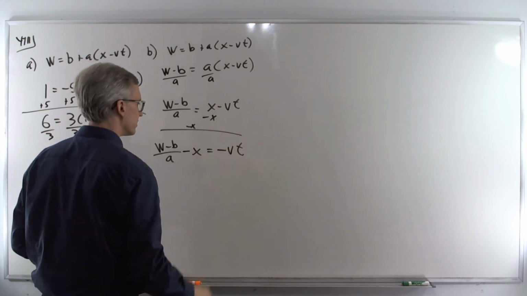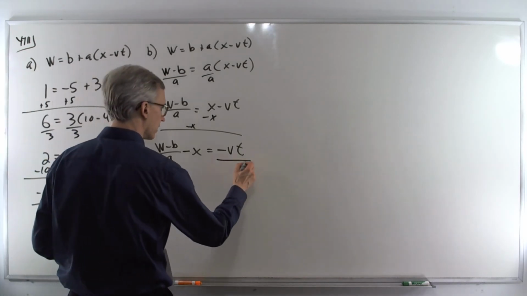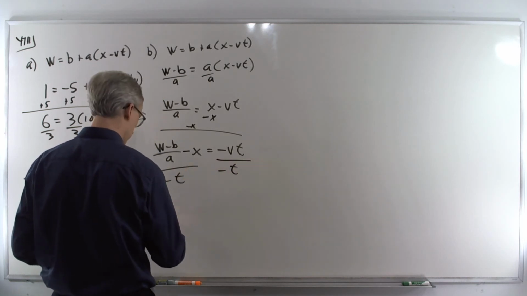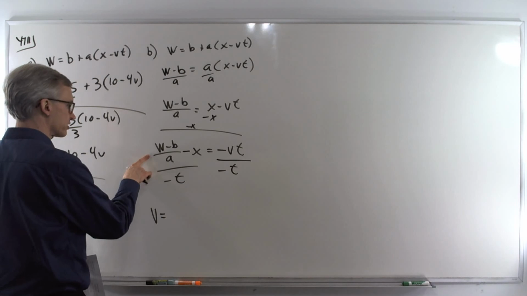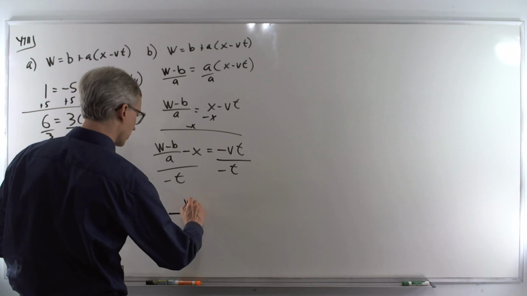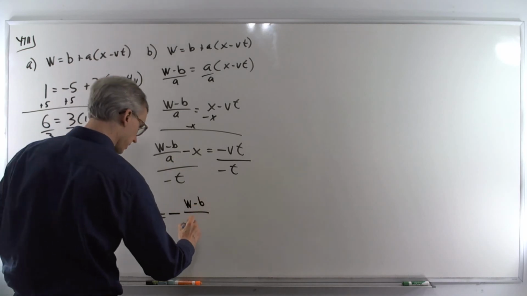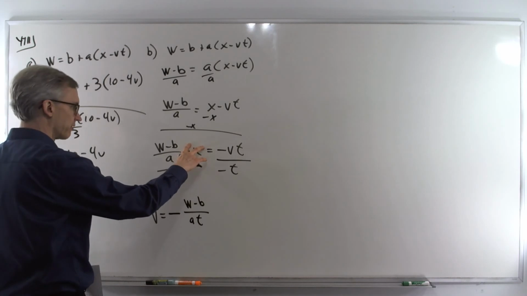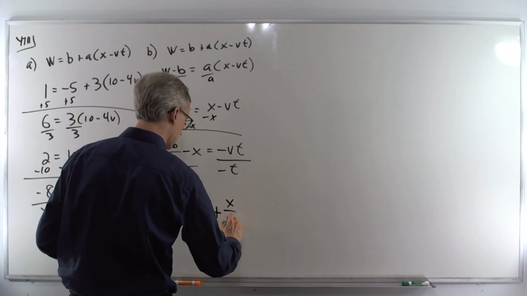And the negative stays on vt. Now to solve for v, the last thing we have to do is divide by negative t. So what happens over here? Well, this fraction turns negative, so I'm just going to put the negative up front. Numerator stays the same, and then the t ends up in the denominator along with the a. So that's a t. And then for the second fraction, we've got negative x divided by negative t, so the negatives cancel. So that ends up being plus x over t.